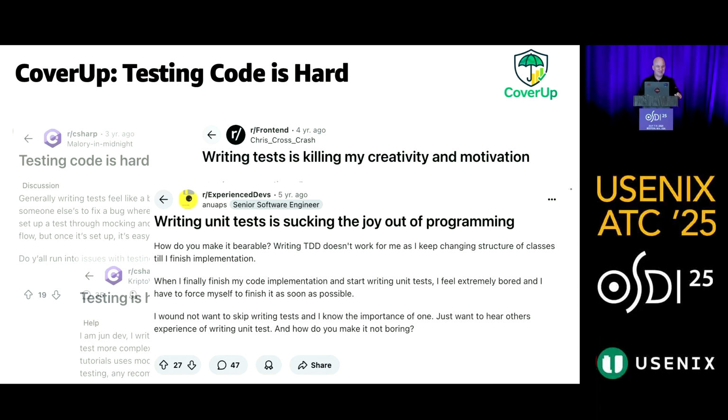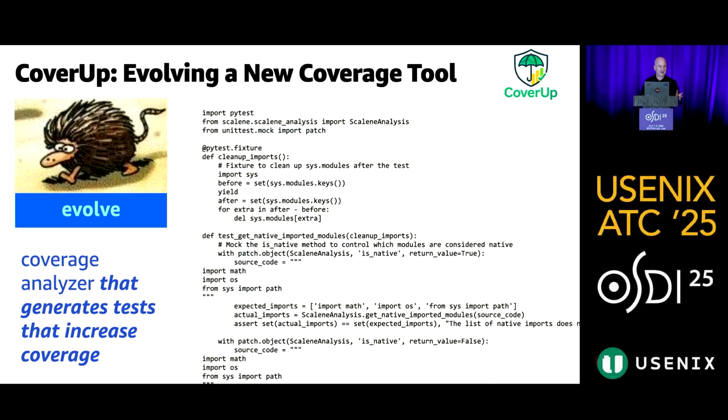I have literally met one person, the graduate student on this work, who loves writing tests. No other person, and boy, getting the other students in my lab to write tests is definitely like pulling teeth. But I get it. Right? It's painful, right? So wouldn't it be nice to have a coverage analyzer that wrote the test for you? And so that's what CoverUp does. CoverUp actually generates tests that dramatically increase the branch and line coverage of code.